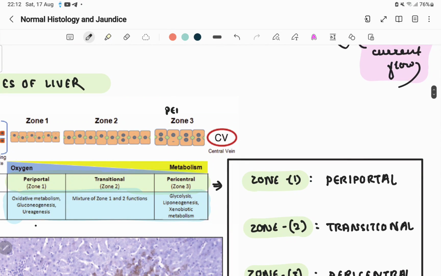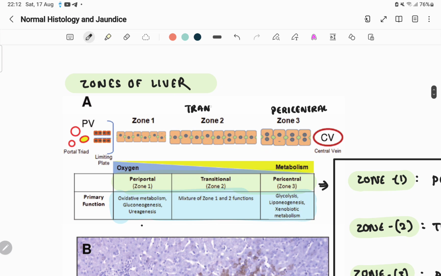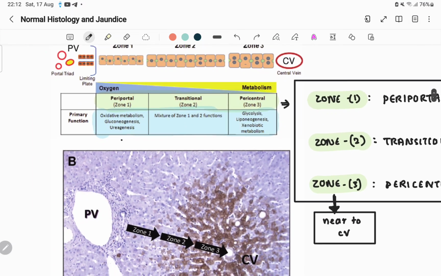This is the pericentral zone. This is the transitional zone. And this is periportal since it is near the portal triad. Understood? These are the zones of the liver.